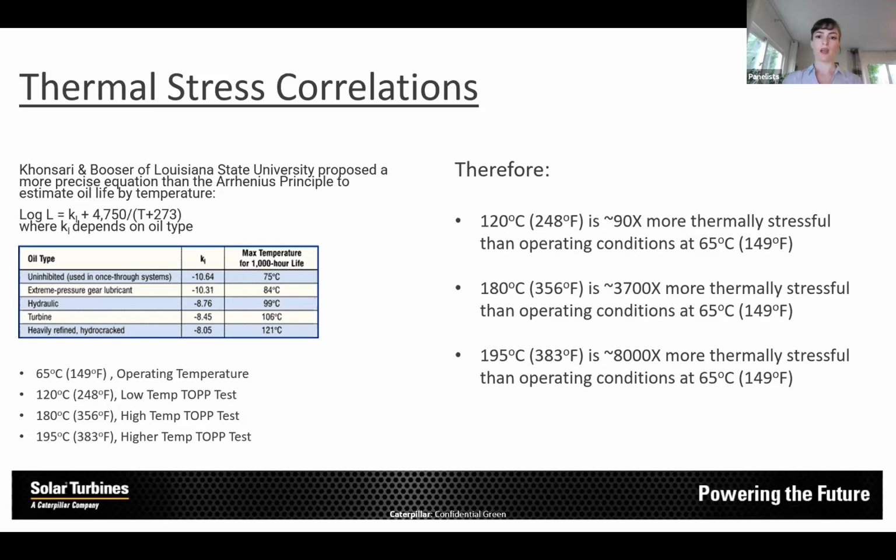According to their equation, as you see here on the right side of the slide, there is the correlation between 65 degrees Celsius, which is the typical header temperature that we see in turbo machinery operation. Once we place that oil from 65 degrees to 120 degrees Celsius, it is expected to degrade about 90 times faster by comparison. So the 120 degrees Celsius environment is 90 times more stressful. Once we move on to the higher temperatures, 180 degrees, that level of stress is much higher. So we're talking a magnitude of 3,700 times more than the typical header temperature of 65 degrees Celsius. And then 195, it's more than doubled compared to the 180 degrees Celsius.